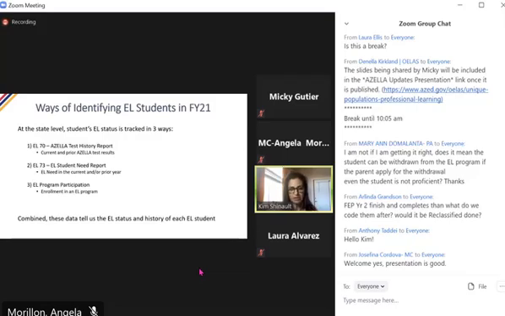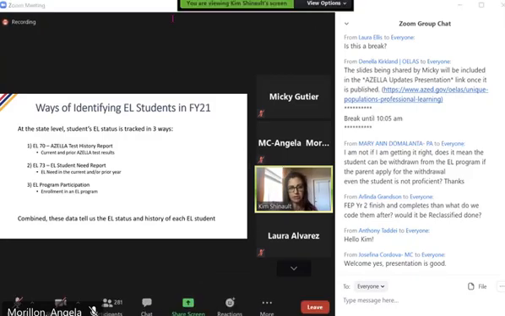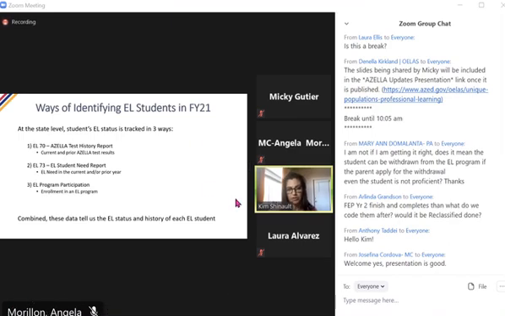We have three different data points that we look at in the accountability team to determine who the EL students are. The first is by looking at their AZELA test or their test history, and you can see that in the EL 70 report. The second is the EL student need, which you can see in the EL 73 report. The third is their EL program participation.